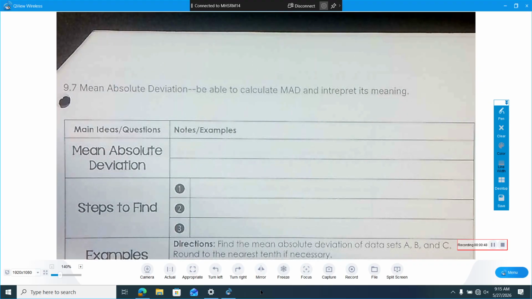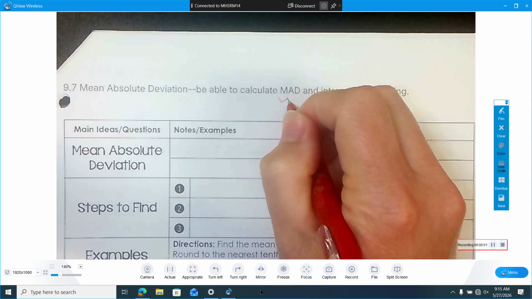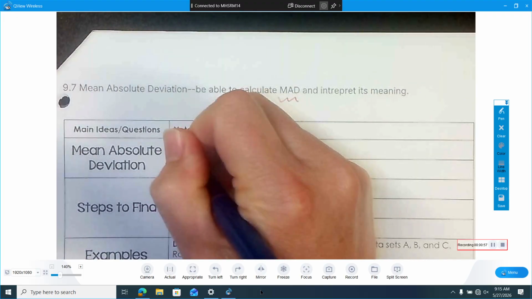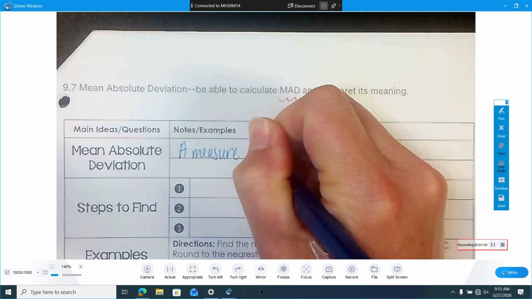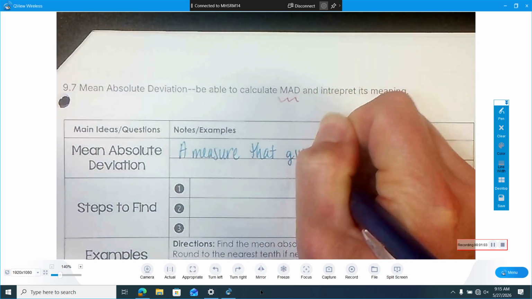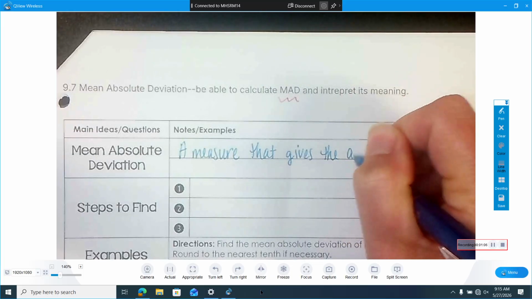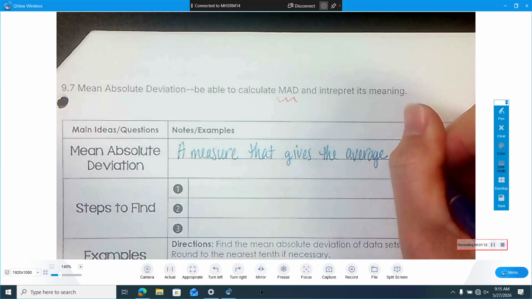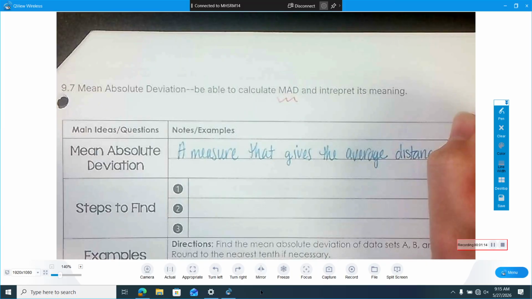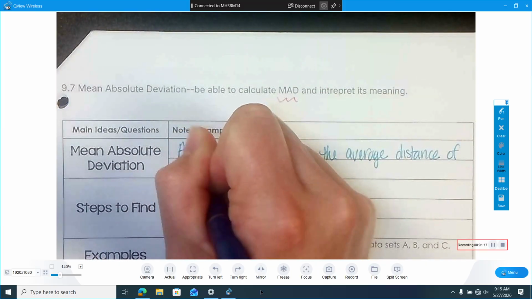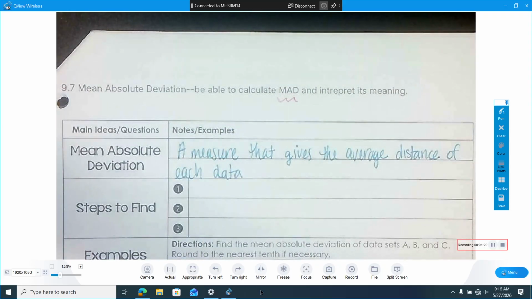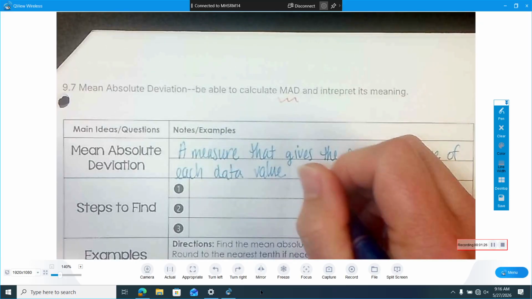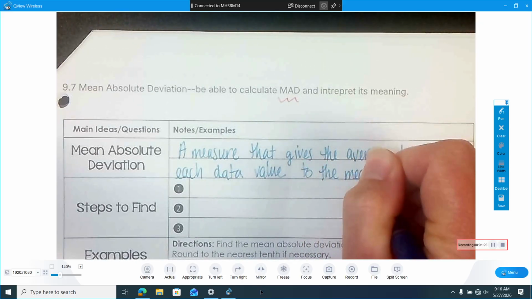So mean absolute deviation, also known as MAD, is a measure that gives the average distance of each data point, each data value, to the mean.